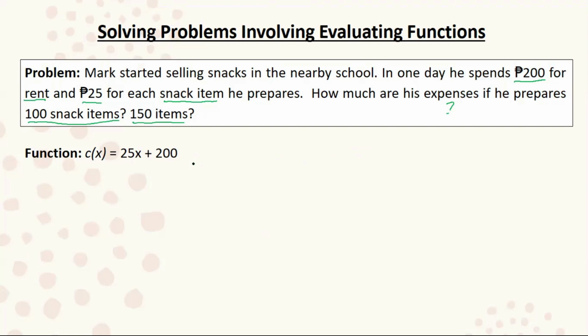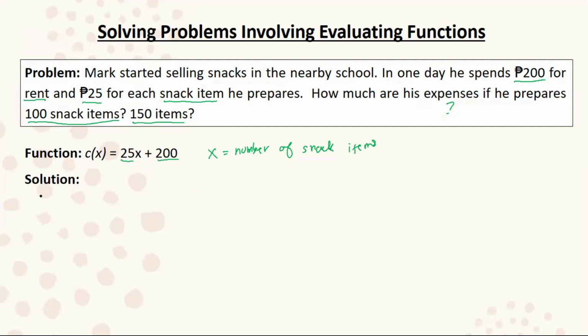So his expenses in a single day can be expressed as the function c of x is equal to 25x plus 200. And let us represent x as the number of snack items na tipiprepare niya. And c of x is his daily expenses in pesos. So 25 kada balot, then it will be multiplied by the number of snack items na piniprepare niya. Plus, of course, the rental fee.